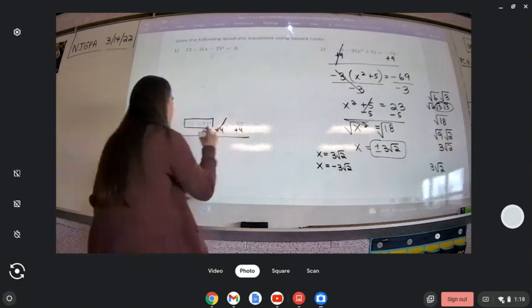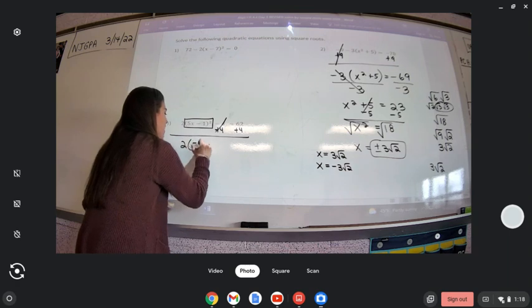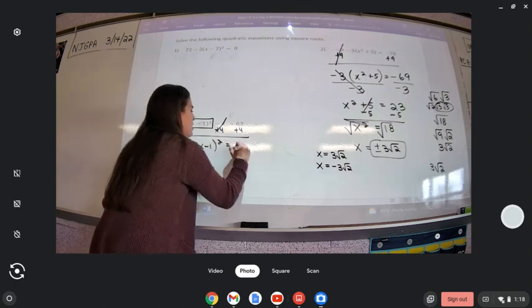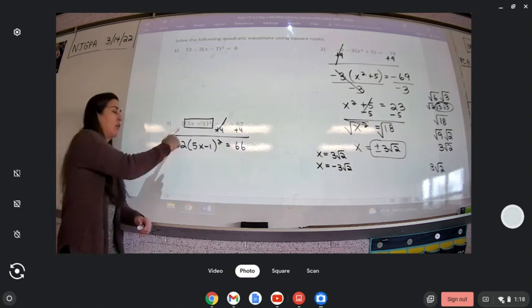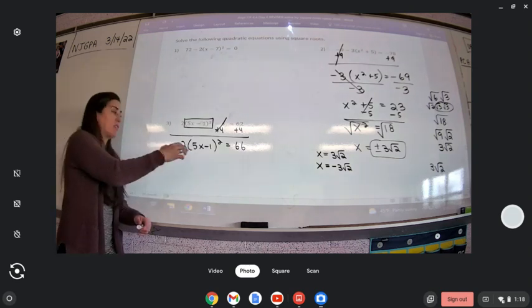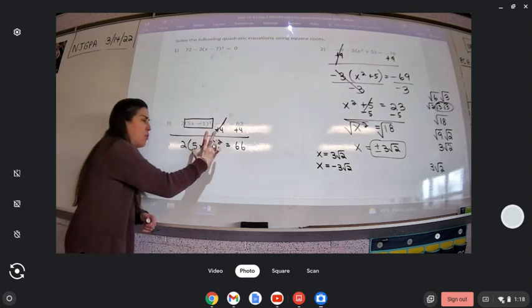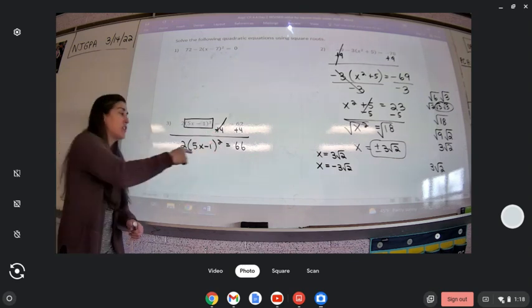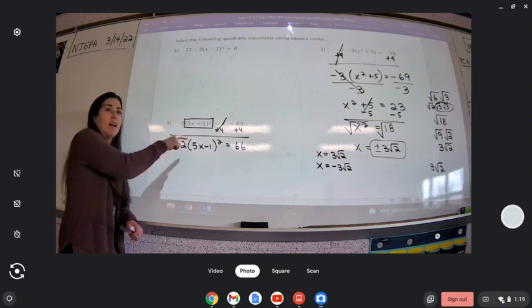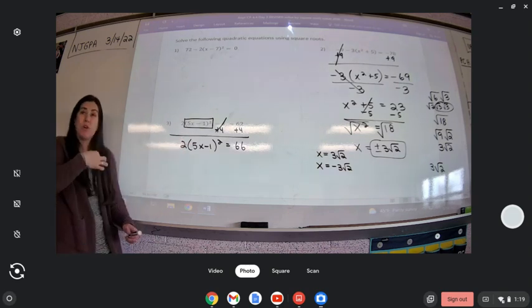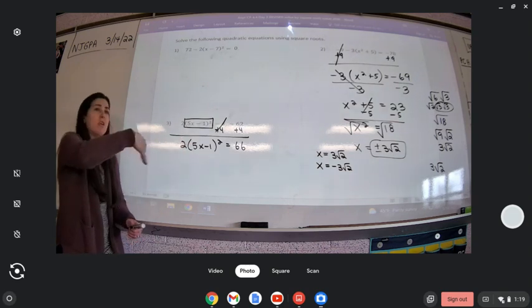All right, so now we have 2 times the quantity 5x minus 1 squared equals 66. You do not have the option of distributing that 2 to get rid of those parentheses because these parentheses are squared, and PEMDAS clearly says we would have to square this before we times by 2. So you are not allowed to times by 2. So how do I get rid of timesing by 2 if I'm not allowed to? Divide.